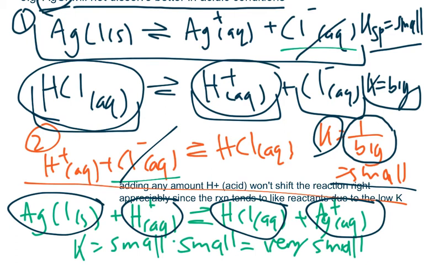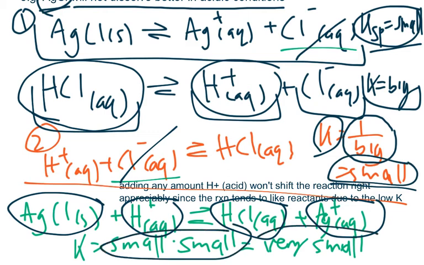Now, what's the K of this new reaction? Well, by adding 2 reactions together, we multiply their Ks. The K for the first one was small. The K for the second one was also small. Small times small is very small. And we're doing general terms, but trust me, it is very small.